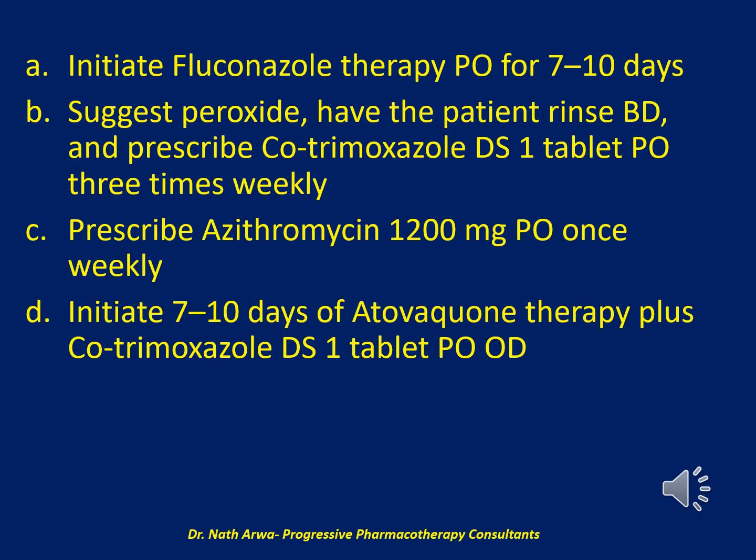Would it be A. Initiate fluconazole therapy orally for 7 to 10 days, or B. Suggest peroxide, have the patient rinse twice daily, and prescribe co-trimoxazole DS1 tablet orally 3 times weekly, or C. Prescribe azithromycin 1200 mg orally once weekly, or would it be D. Initiate 7 to 10 days of atovaquone therapy plus co-trimoxazole DS1 tablet orally once daily? I will give you 10 seconds to choose the correct answer to this question from the listed options.